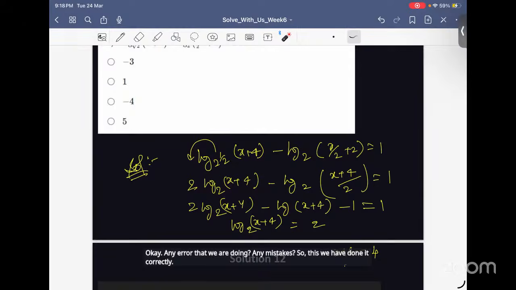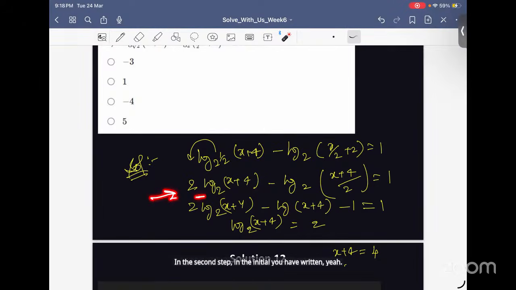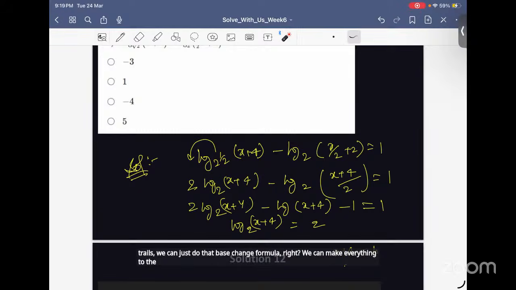In the second step, in the initial, you have written 2 to the power 1 by 2 becomes 2. Why will this not become 1 upon 1 by 2? So this is 2. Not getting here. Sir, else we can just do that base change formula, right? We can make everything to the base 2. That is what we have done, right?